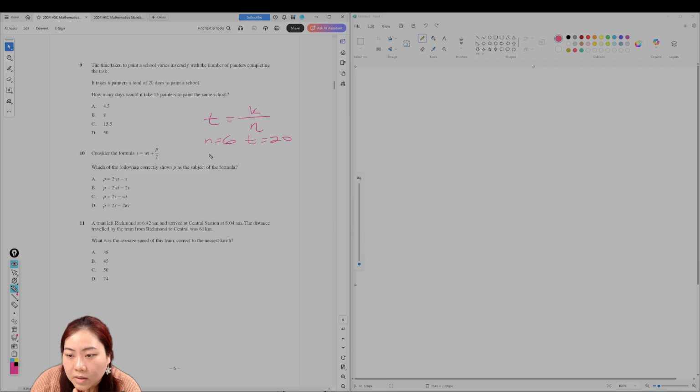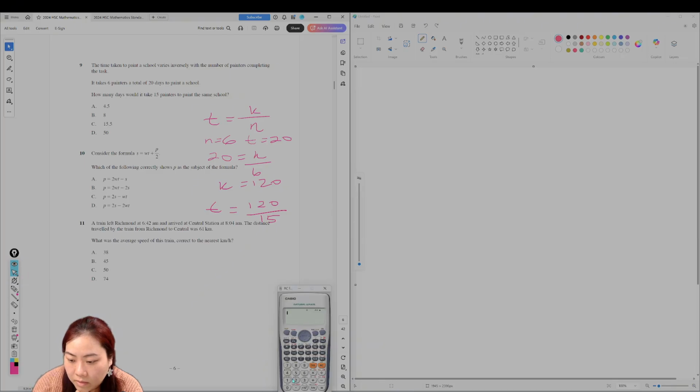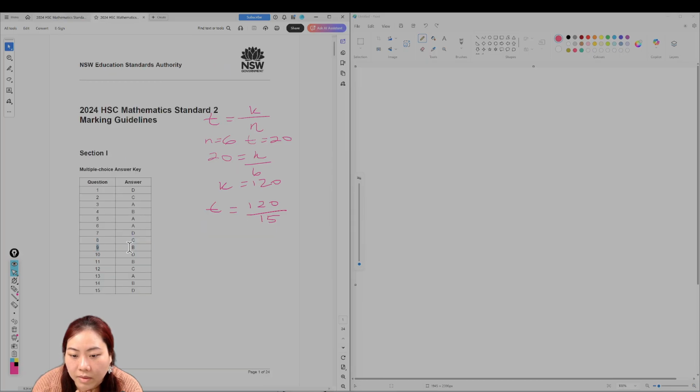It takes 6 painters a total of 20 days to paint the school. If that's the case, 20 equals K on 6. K is 120. Then how many days would it take for 15 painters? So 120 divided by 15. Eight. It'll take 8 days. So 9B. There we go.